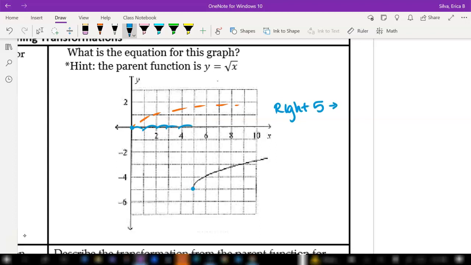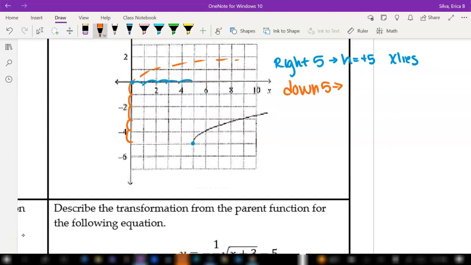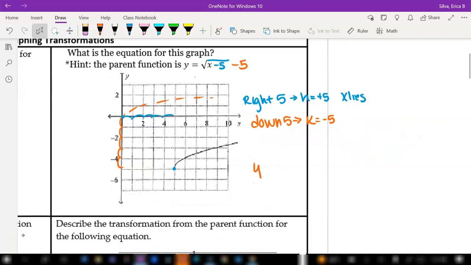That means my h is going to be equal to positive 5. And in my equation, it's actually going to be negative 5. Remember that x lies. Then we're going to look at our k. Our k is our vertical change. So we're going to go down. My k is equal to negative 5, and that k will be on the outside. So the equation for my transformed function is y equals the square root of x minus 5, minus 5.